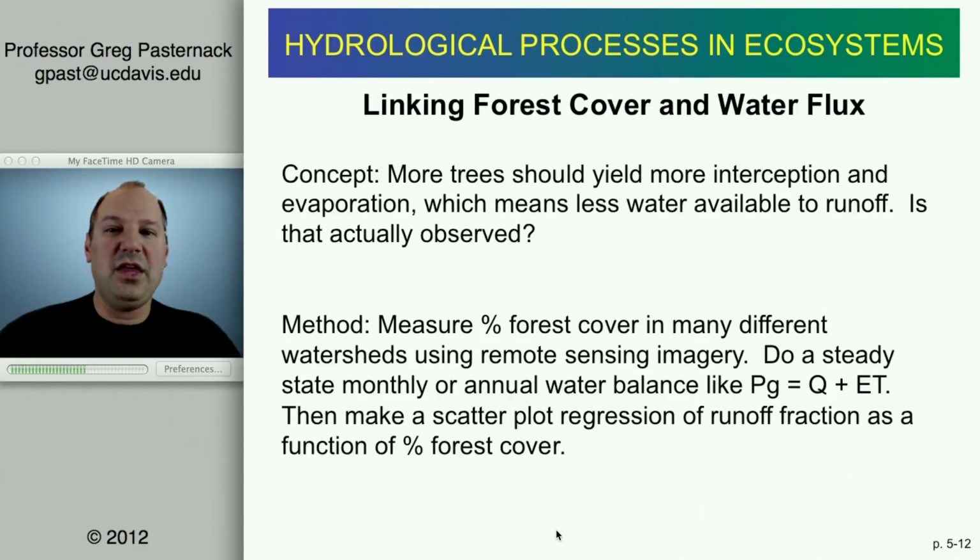One method that you could do to look at that would be to measure forest cover in many different watersheds using remote sensed imagery, and then do a steady state monthly or annual water balance. So something like gross precipitation equals stream flow plus ET. I've shown you already an example, I think, in the validation of the Penman-Monteith equation, a water balance like this. It neglects the groundwater flux and just looks at surface water balance. And so then, by measuring PG and estimating ET, can you get a relationship between Q for a watershed and the percent forest cover and see what you get?